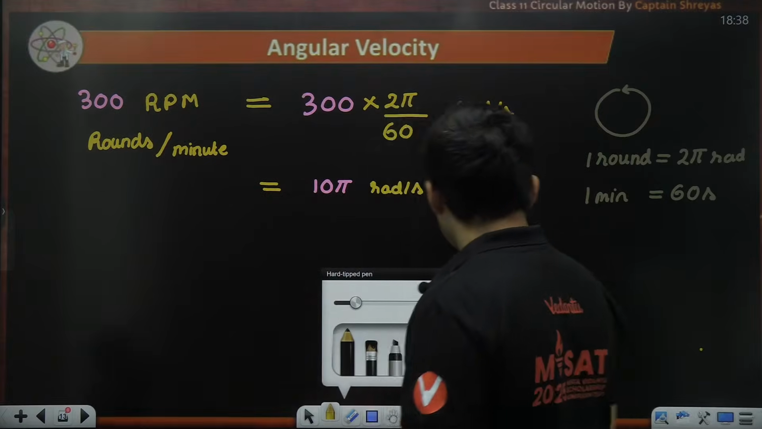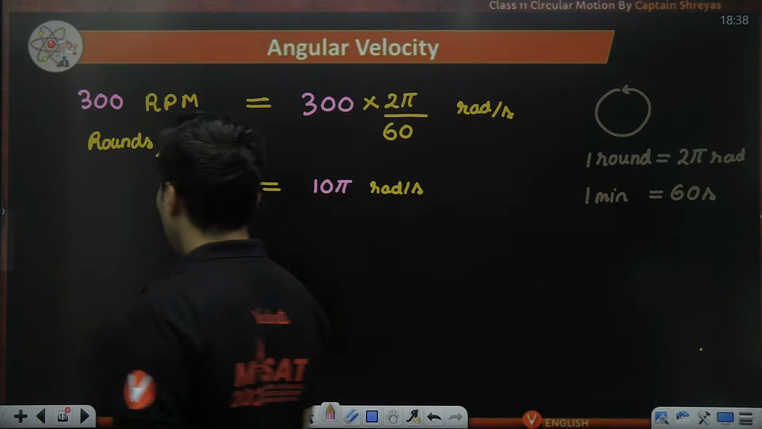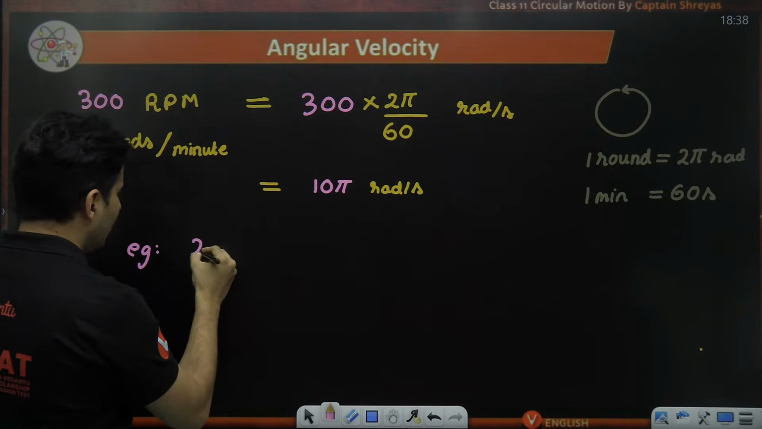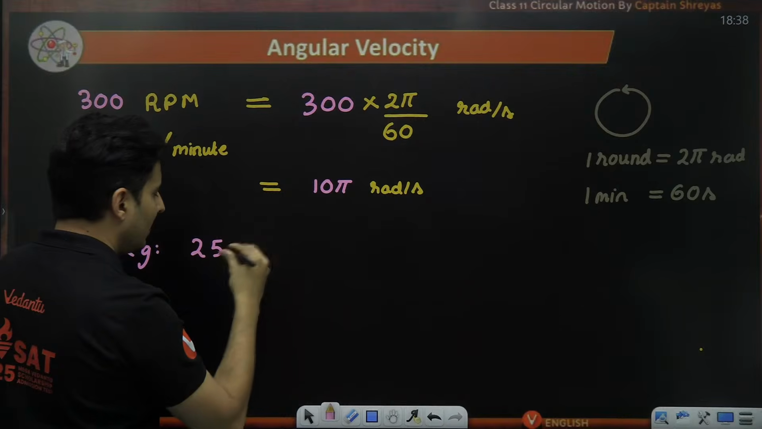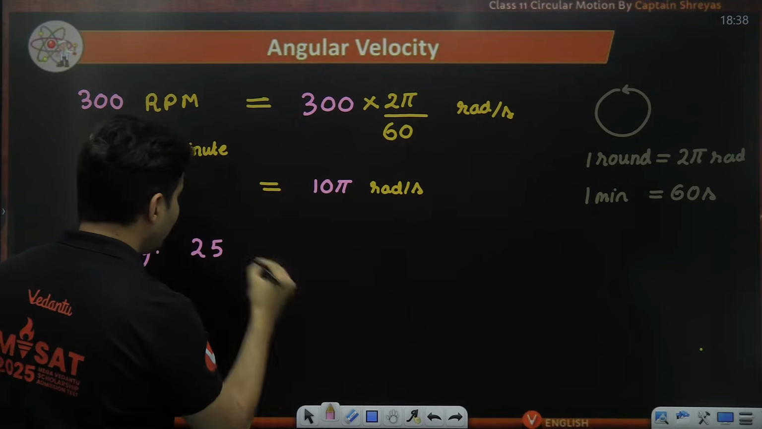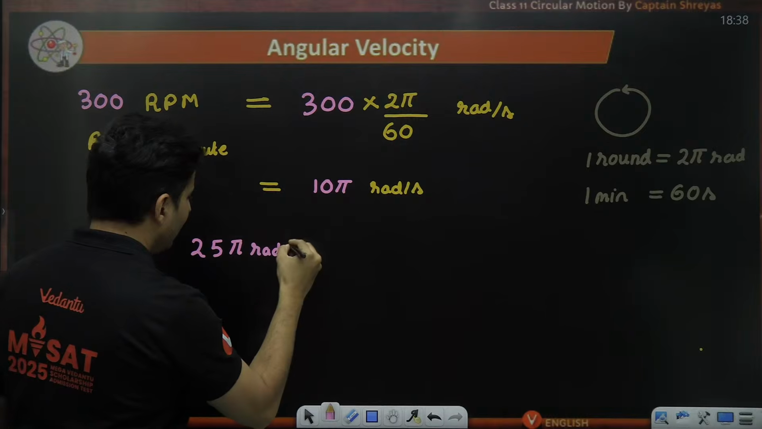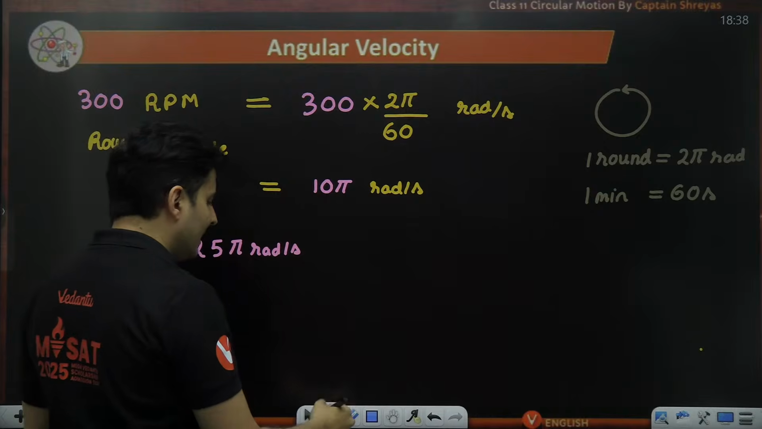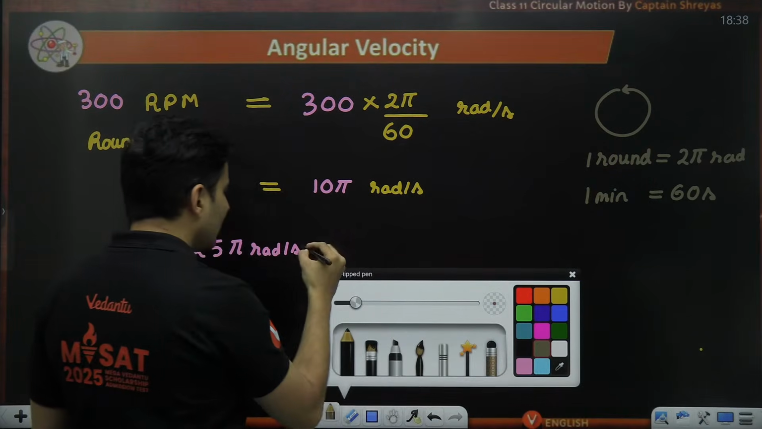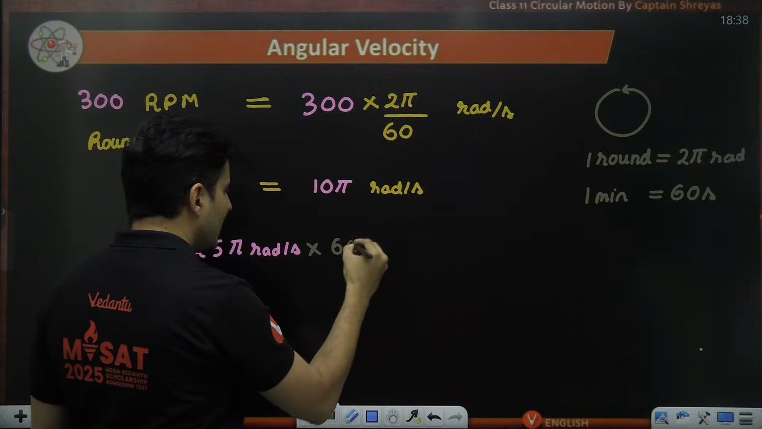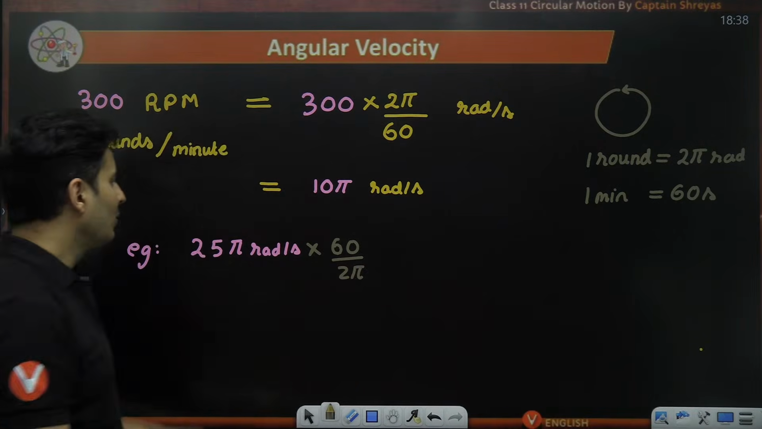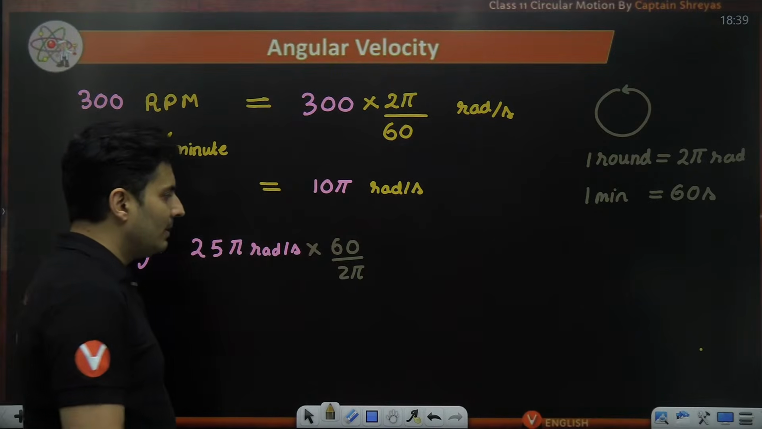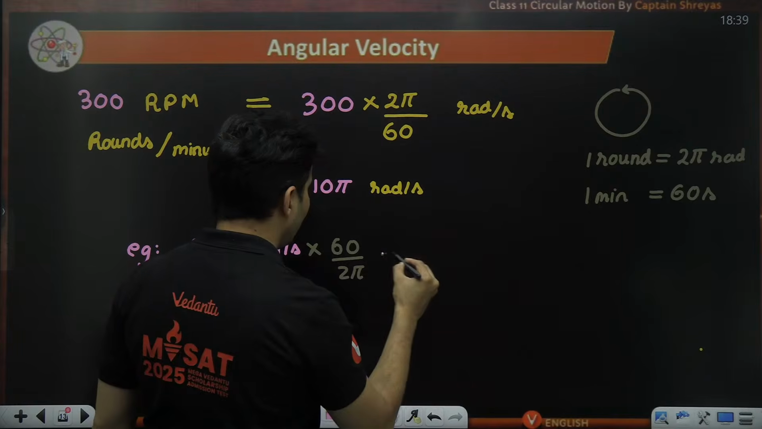Now, you can do the reverse also. Say, for example, another example I'm giving. Say the radians per second are 25 pi. Can I convert this into RPM? The answer is yes. All you need to do is multiply this with 60 and divide it by 2 pi. So if you want to convert from radians per second into rounds per minute, divide by 2 pi and multiply by 60. Exactly opposite.